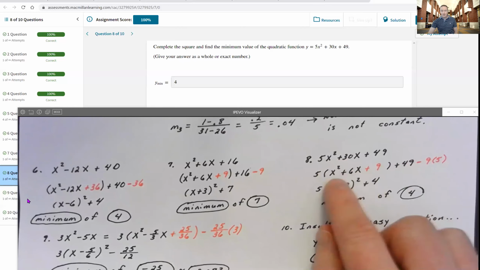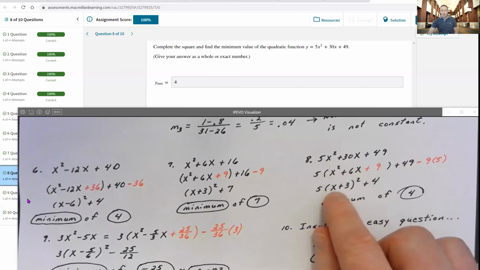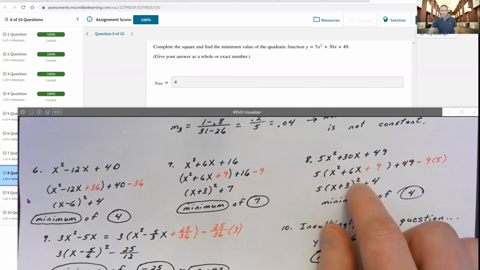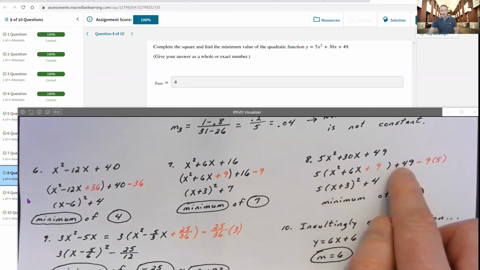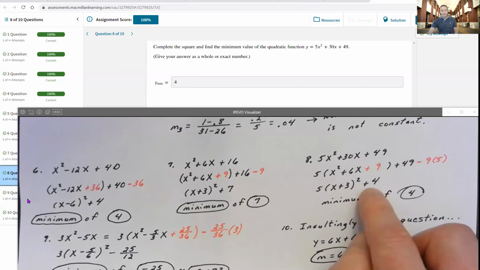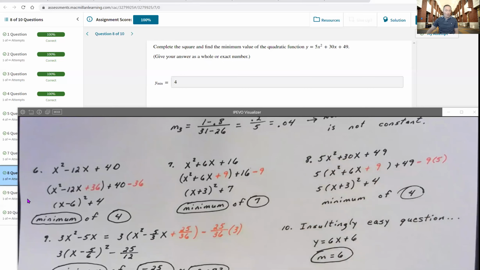Now, this trinomial should be written as the binomial x plus 3 quantity squared. We still have the 5 multiplying that entire group. The outside 49 minus 45 gives me 4. So you can see, yeah, this quadratic has a minimum value at 4. Glorious problem.